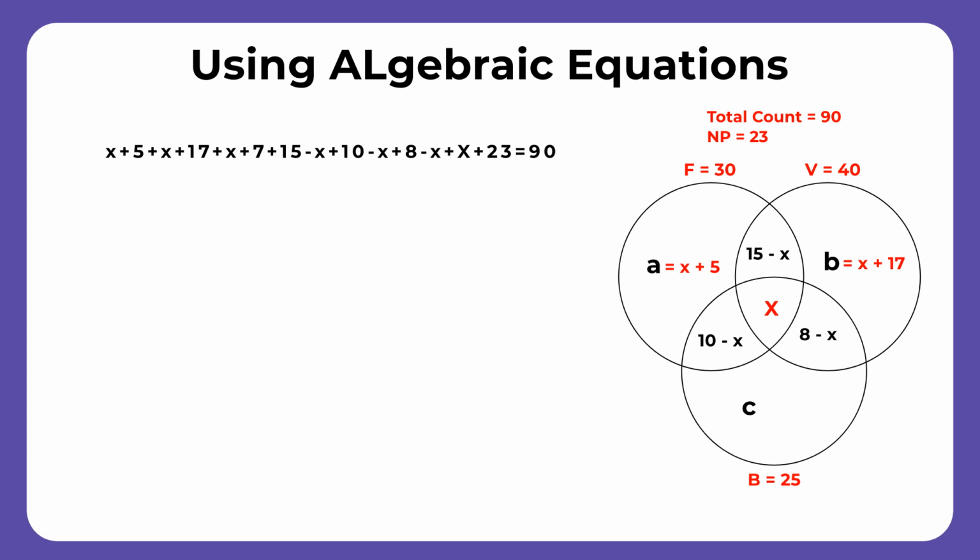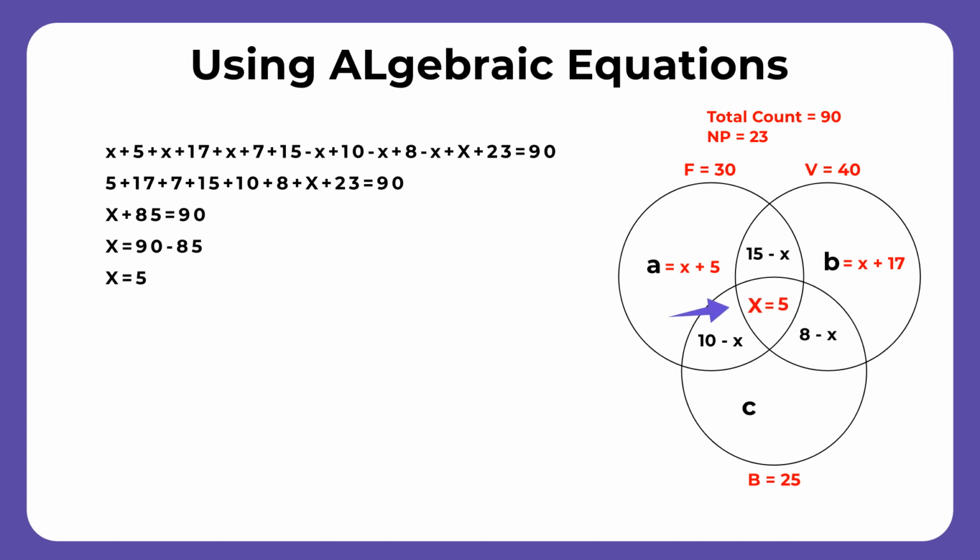Let's simplify this equation. 5 + 17 + 7 + 15 + 10 + 8 + x + 23 = 90. Keep simplifying. x + 85 = 90. x = 90 - 85. We have the value of x. x = 5.